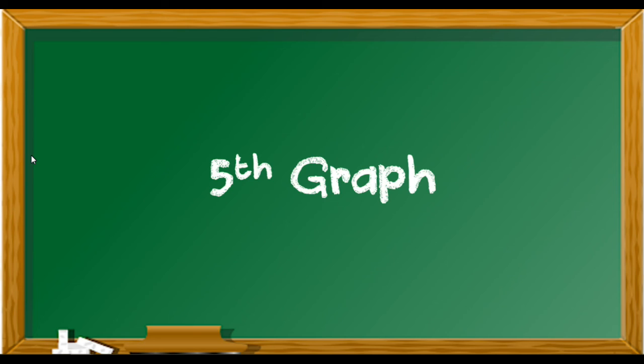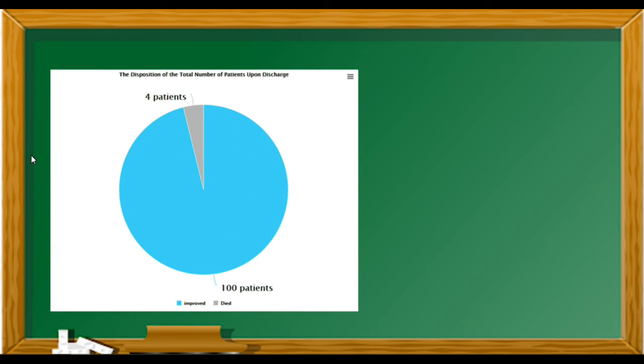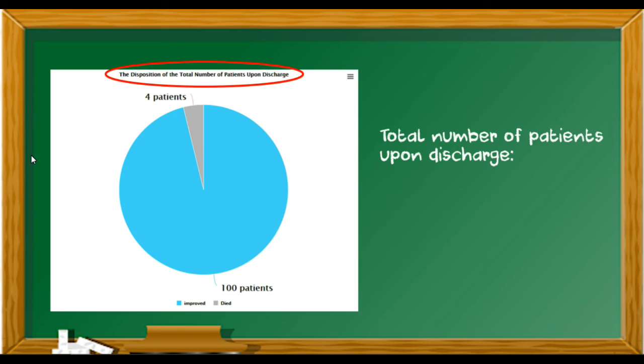On to the last graph. This pie chart is entitled The Disposition of the Total Number of Patients Upon Discharge. It shows the total number of patients upon discharge in which there were only two possible conditions: improved, if the patient improved and was discharged from the hospital, or died if the patient died from the disease.